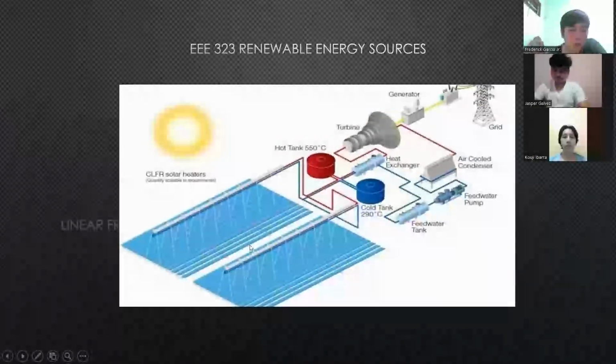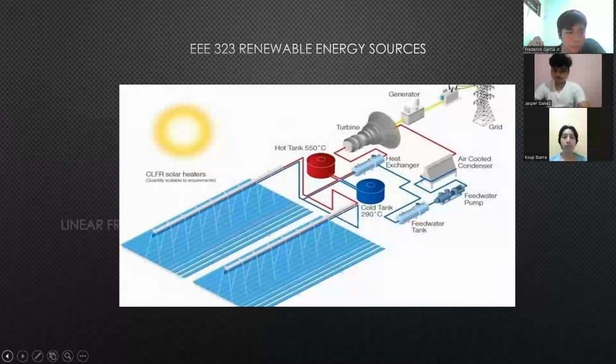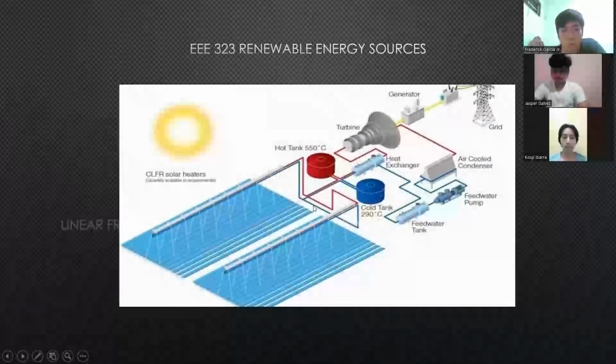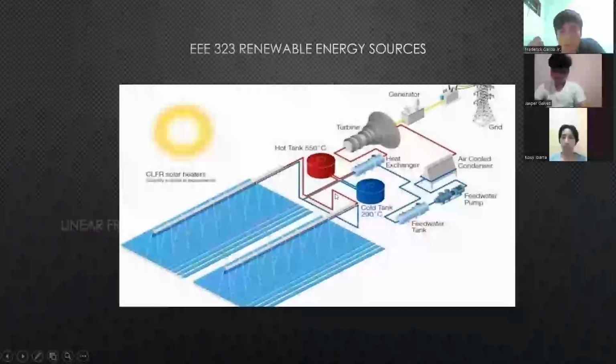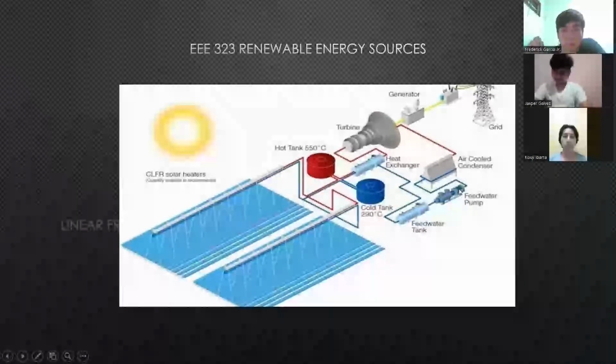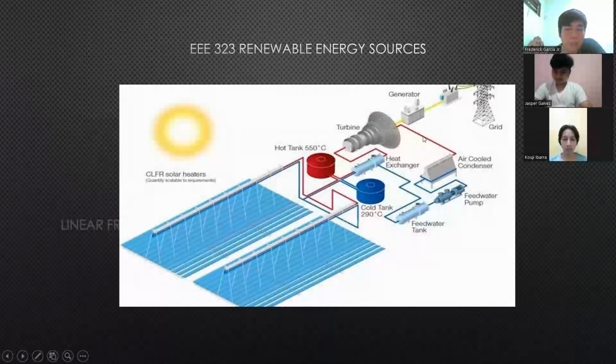We have a diagram of the linear Fresnel reflectors. See here, cold water is fed and comes back as steam into the hot tank. And it goes into the heat exchanger, turning more water into steam, which drives the turbines. We have a bunch of peripherals such as the feed water tank, the feed water pump, and the air-cooled condenser, which cools down the steam into water again to be fed right back into the heat exchanger and back into the turbine as a cycle.